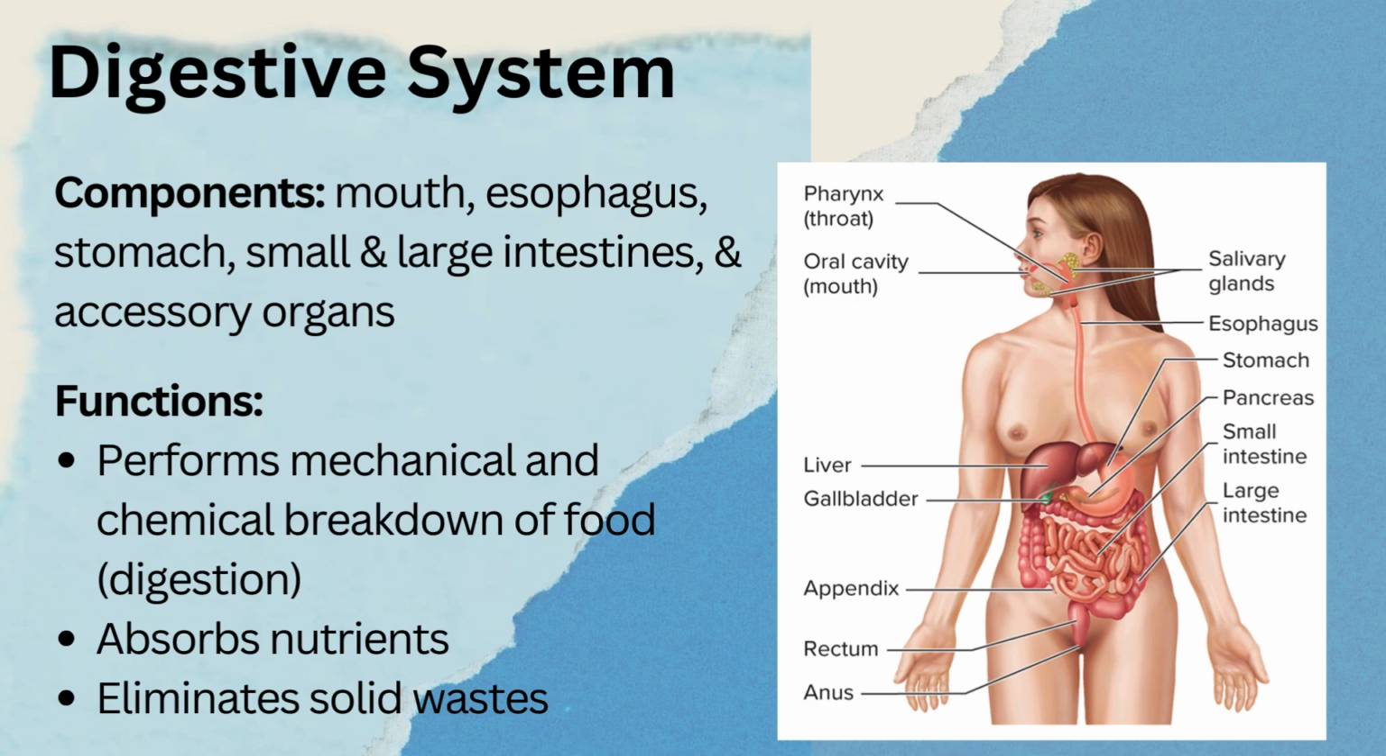The ninth body system is the digestive system. It's made up of the mouth, esophagus, stomach, large and small intestines, and accessory organs. It performs mechanical and chemical breakdown of food, or digestion. It also absorbs the nutrients and eliminates solid wastes.